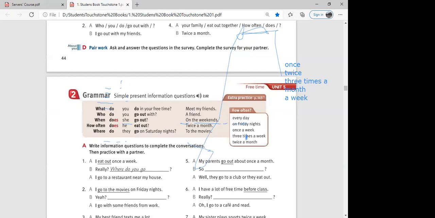All right, one more time, please. Page 45, 2, grammar, simple present information questions. What do you do in your free time? Meet my friends. Who do you go out with? A friend. When does she go out? On the weekends. How often does he eat out? Twice a month. Where do they go on Saturday nights? To the movies.